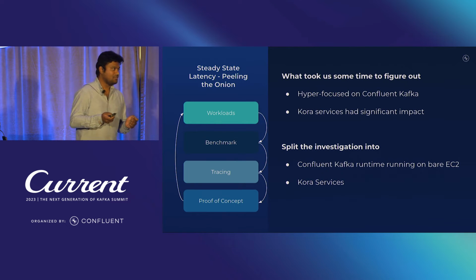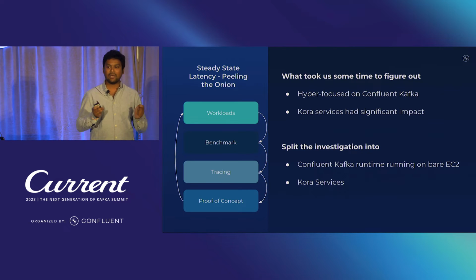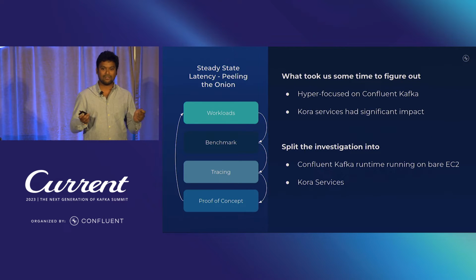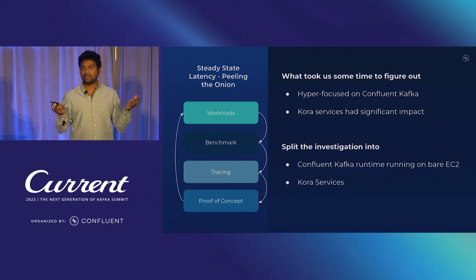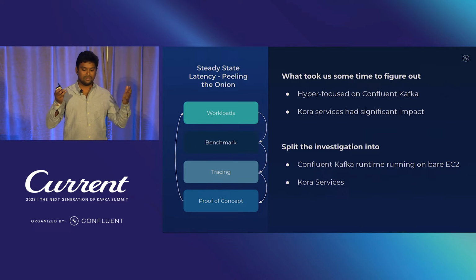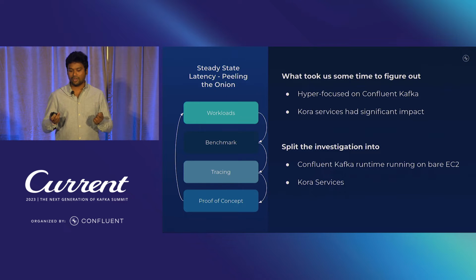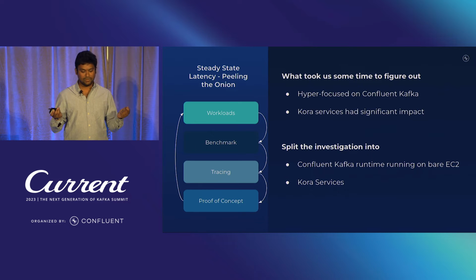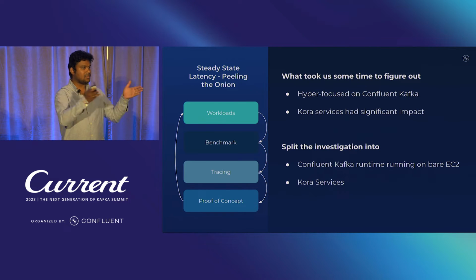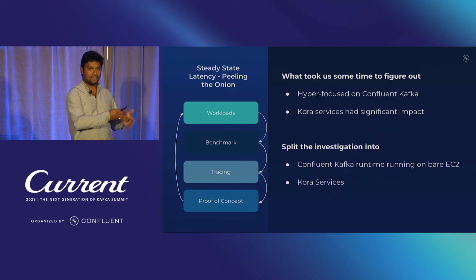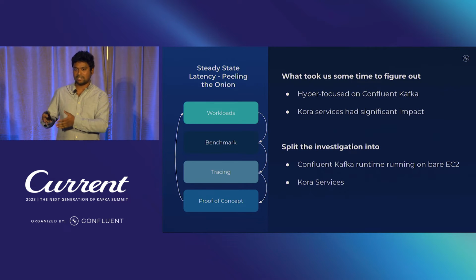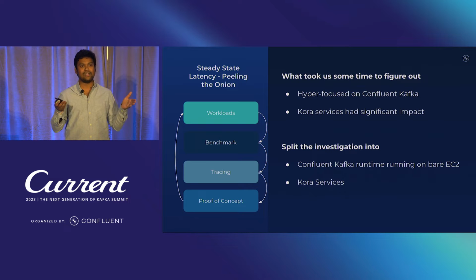What we did not get right, which was interesting, was that we were initially hyper-focused on just Confluent's version of Kafka, because we thought all the bottlenecks were probably going to be in the Kafka layer. But as Mark pointed out, there are all these services around Kafka that are responsible for providing this managed, robust, and resilient cloud offering, and they had significant impact on the end-to-end latencies that customers were observing. So we had to split our investigation into Kafka-specific and Cora services-specific, to minimize the end-to-end latencies.